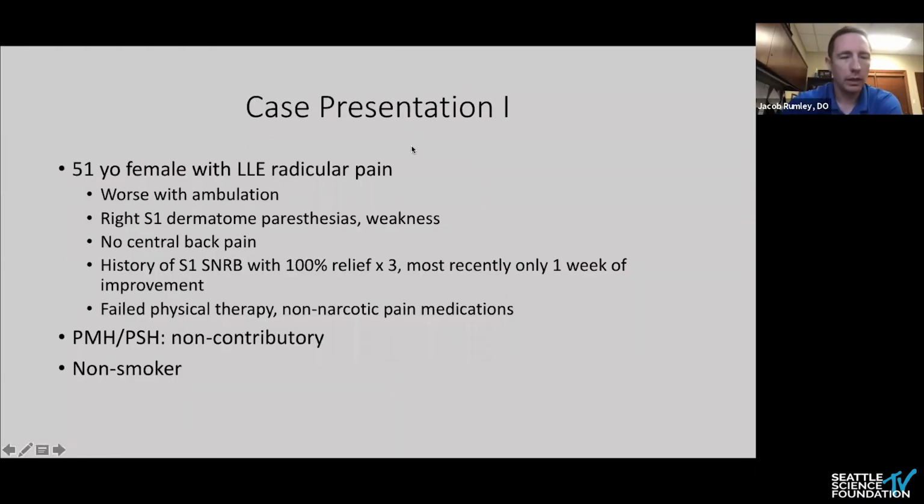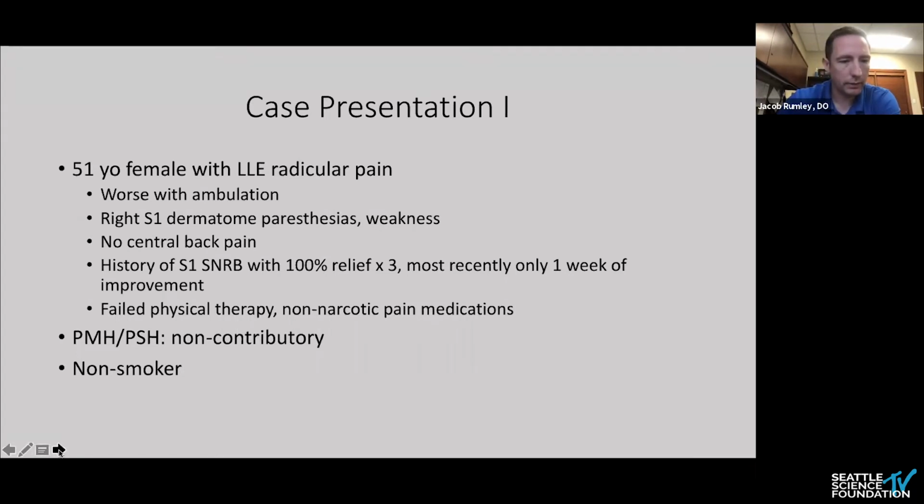Okay, so this patient was a 51-year-old female with left lower extremity radiculopathy. It was all S1 radiculopathy. She had 3 nerve root injections. They gave significant relief, but each time for less long. The last one only gave her 1 week of 100% improvement. She was otherwise healthy, but of course she was an administrator within the hospital system, so we know it's going to go bad.